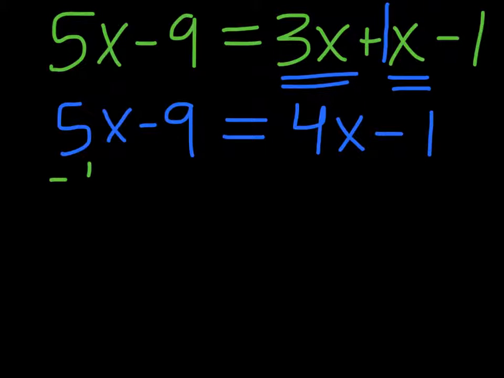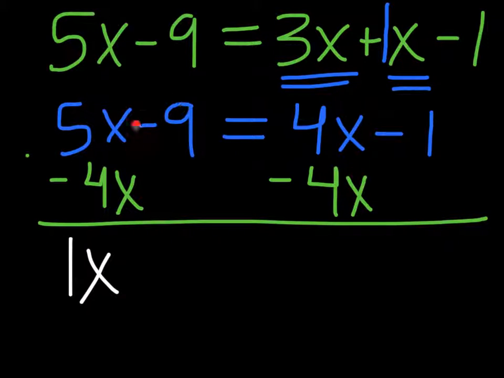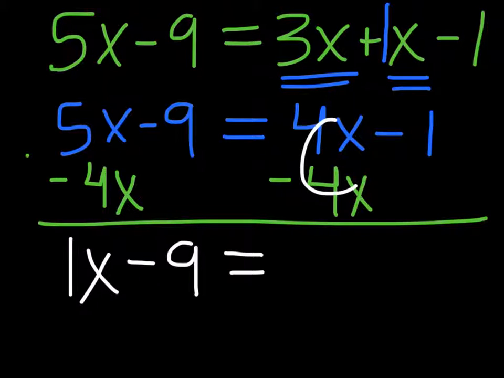So I'll write a minus 4x over on the left side, and notice I'm writing it underneath the like term, the 5x. So I will also subtract 4x on the other side. And then now we can rewrite 5x minus 4x. Well, that's just 1x. We have to bring down that minus 9 and rewrite it. We'll write our equals sign. 4x minus 4x, well, those cancel out and make a 0. So all we have left, which was a minus 1, has now become a negative 1.